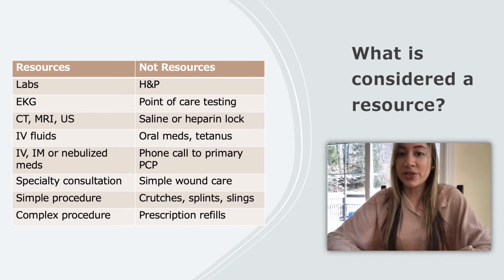And then not resources are history and physical, point of care testing, like a glucometer, saline or heparin lock, oral meds, a tetanus shot, a phone call to the primary PCP, simple wound care, crutches, splints, slings, and prescription refills.